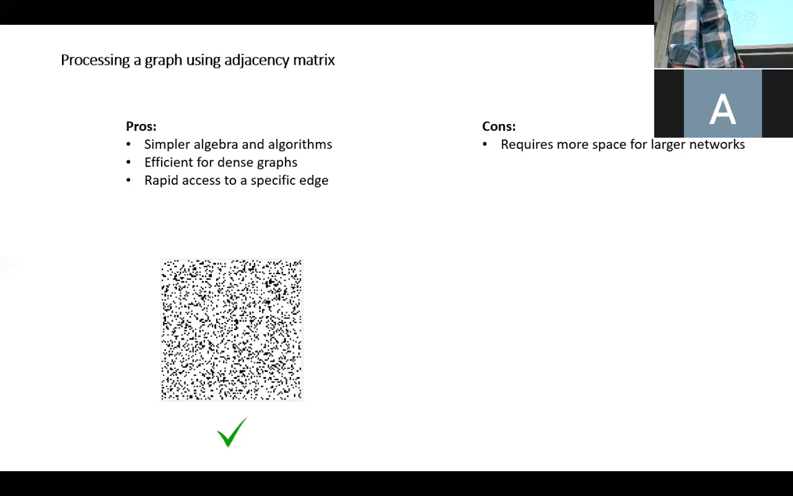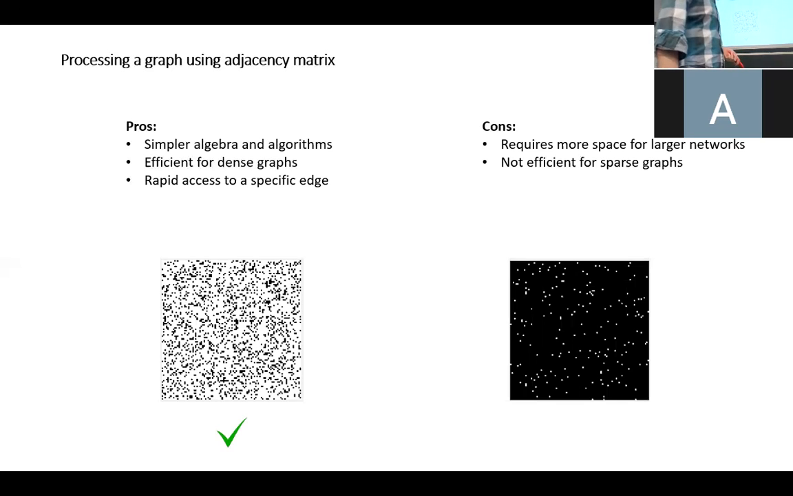But what are the cons? Of course, it requires more space for larger networks. If I have 10,000 nodes, I have a 10,000 by 10,000 array, right? It's not efficient for sparse graphs. Sparse graphs means that we have only a few edges that connect.